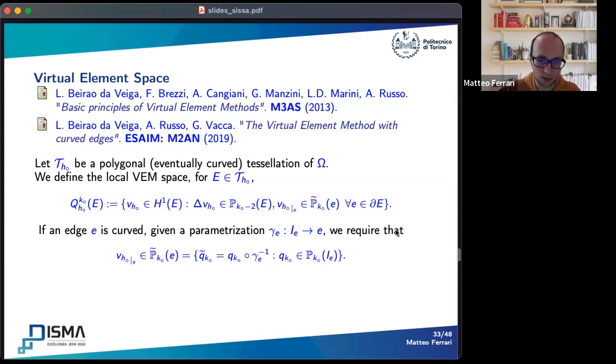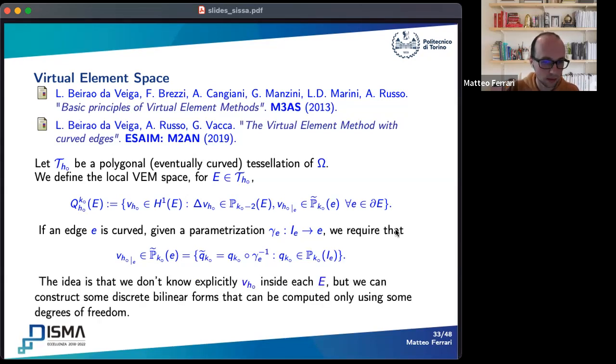The idea is that we can't and we don't need to know explicitly each function inside the element E. This is why we call it virtual. But what we do is approximate the involved bilinear form in a consistent and stable way, in such a way that using only some unisolvent degrees of freedom, these bilinear forms are computable. This is the general idea.